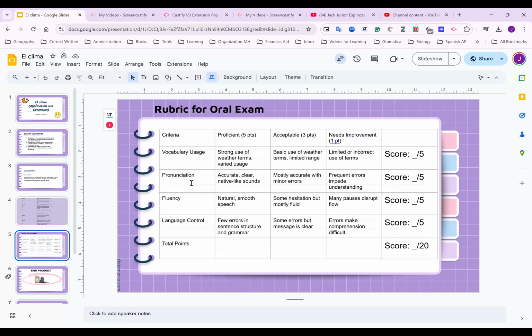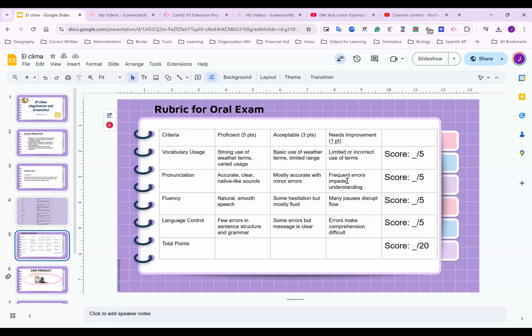So now let's go with the pronunciation. For the pronunciation, a score of 5 points means that your words are clear and easy to understand, with sounds that are accurate and close to the native pronunciation. If you make minor errors, but they don't affect your understanding, you might get a score of 3. If pronunciation errors make it hard to understand your responses, you will receive a score close to 1.